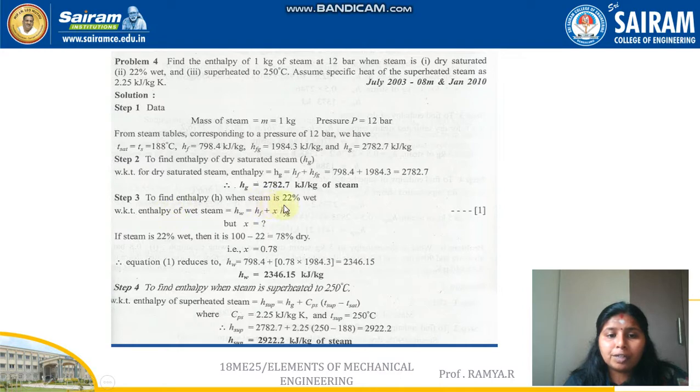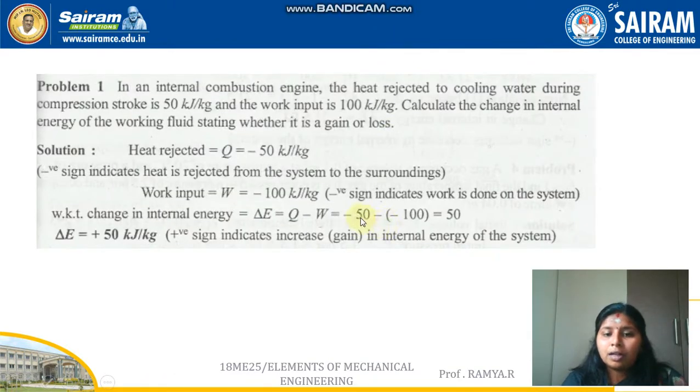The next one is when it is 22% wet, which means 78% it is dry. So the dryness fraction is 0.78, and by substituting in the formula Hf plus x Hfg, we get the enthalpy of a wet steam. Then, when the steam is superheated to 250 degrees Celsius, we substitute in the formula Hg plus Cps into superheated temperature difference. When we substitute the values, we get the change in internal energy as 50, which indicates that there is a gain in the internal energy of the system.